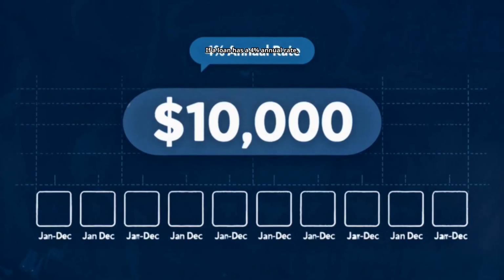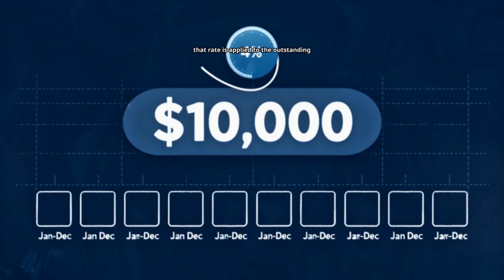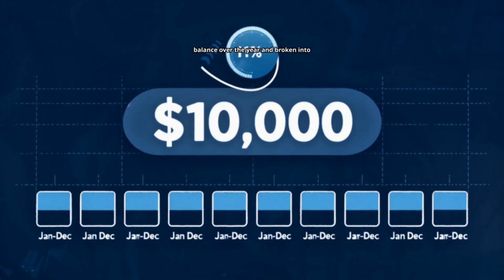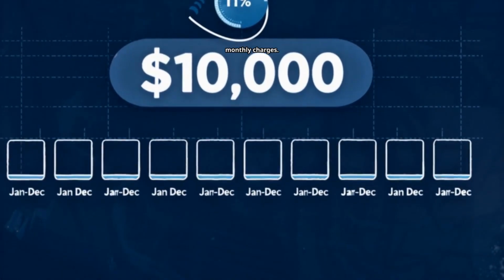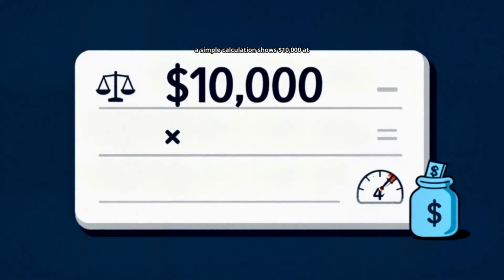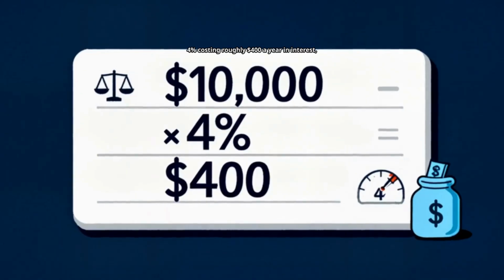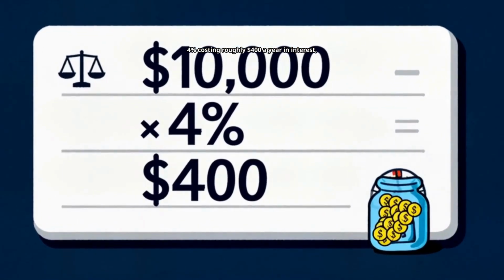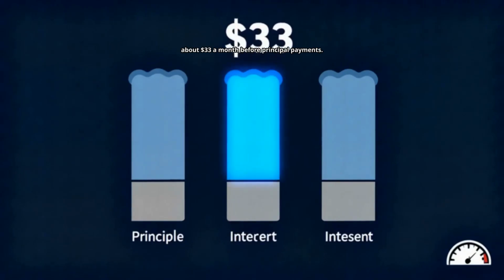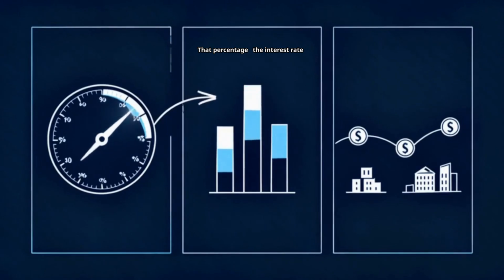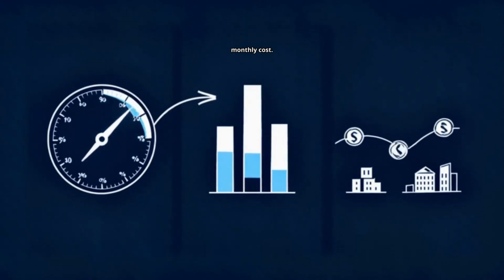If a loan has a 4% annual rate, that rate is applied to the outstanding balance over the year and broken into monthly charges. On screen, a simple calculation shows $10,000 at 4% costing roughly $400 a year in interest, about $33 a month before principal payments. That percentage, the interest rate, is the core number that determines your monthly cost.